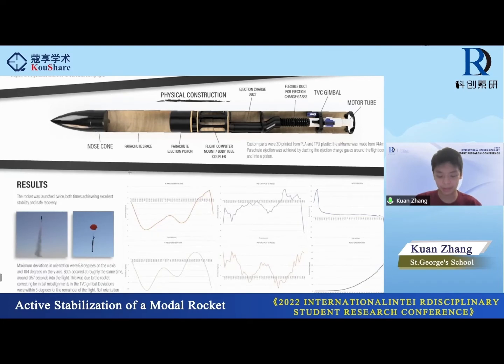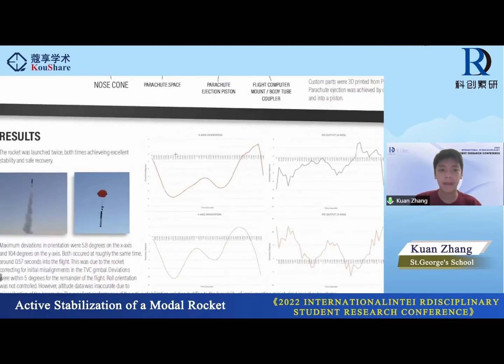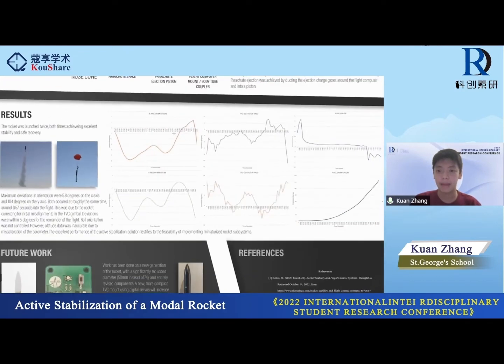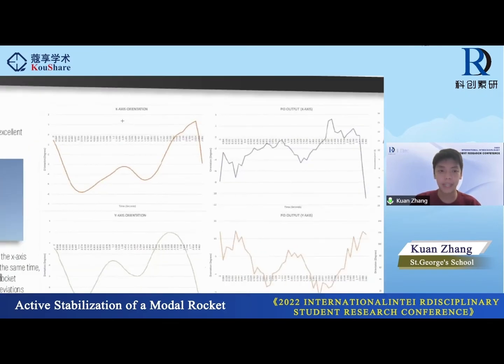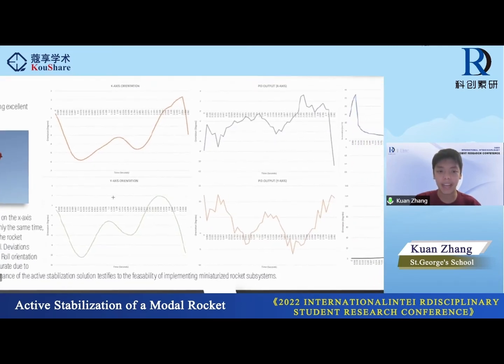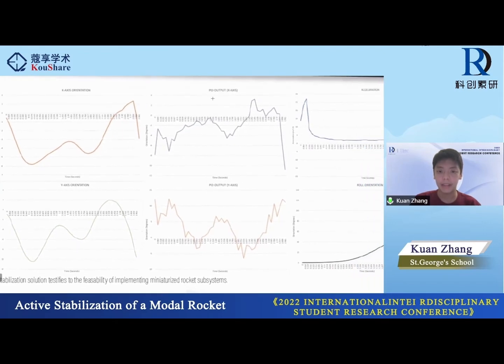And now our results. The rocket was launched twice, both times achieving excellent stability and safe recovery. But here is a display of all of our graphs. We collected the data for the X orientation. This is the X orientation plotted over time. This is the Y orientation plotted over time. This is the PID outputs on the respective axes.